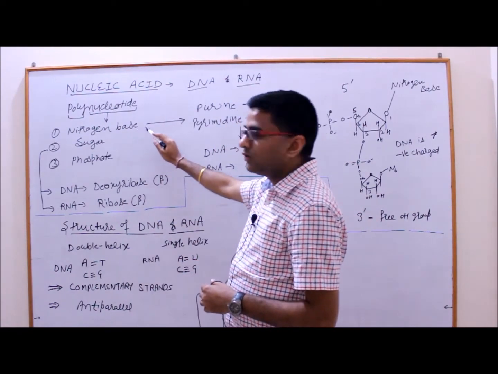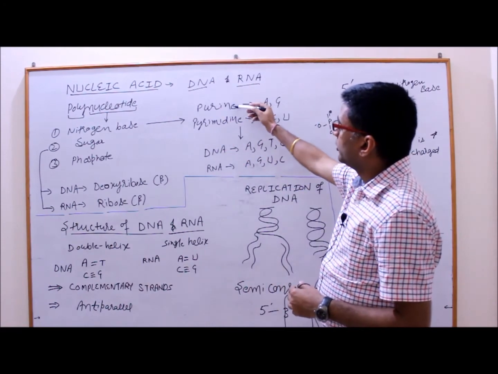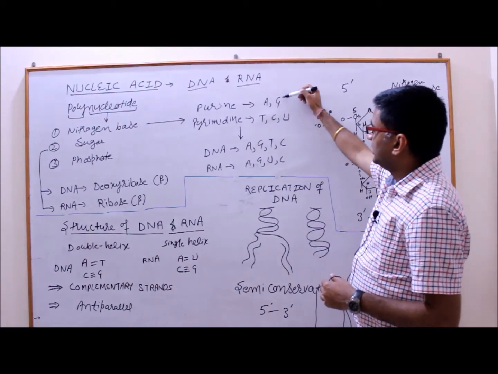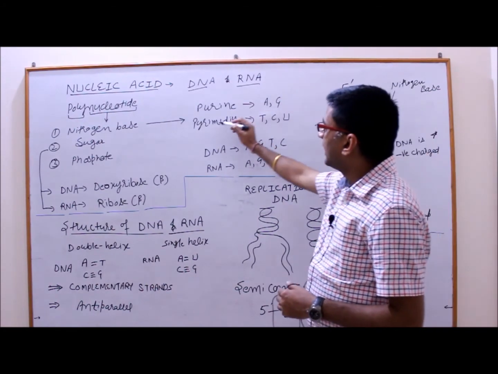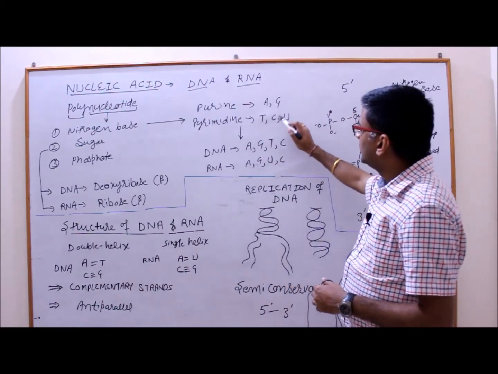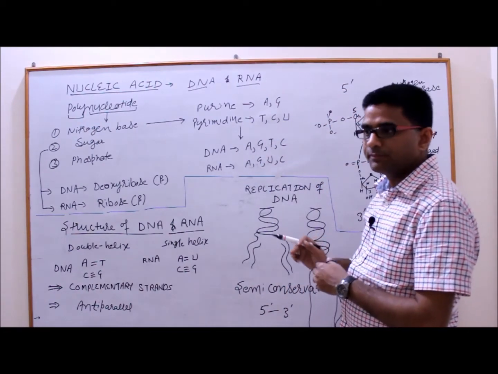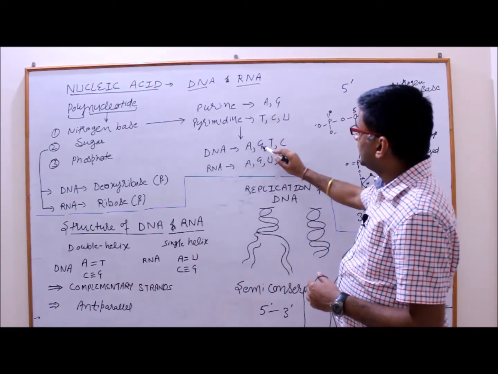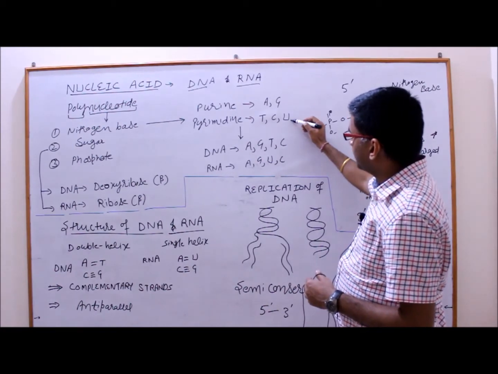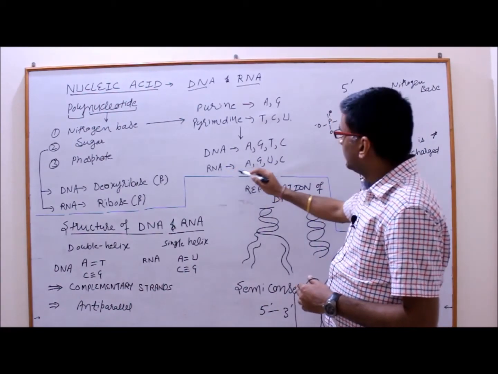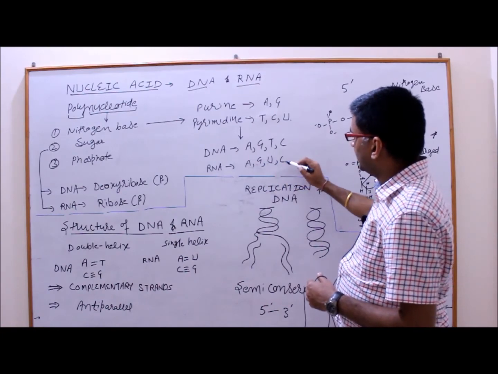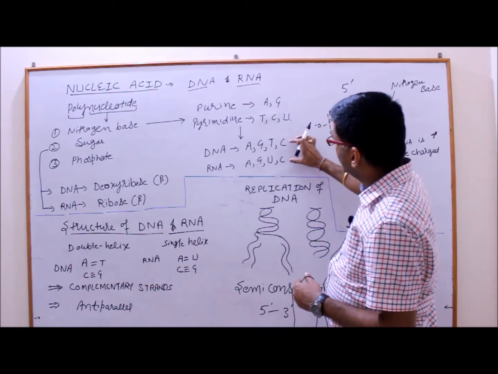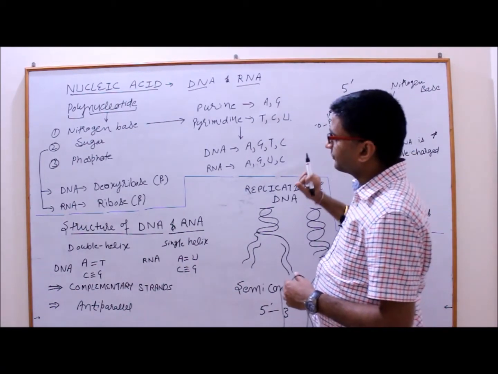In nitrogen base we have two types of nitrogen bases, purine and pyrimidine. In purine we have two, A and G, adenine, guanine, and in case of pyrimidine we have three, thymine, cytosine and uracil. Important thing to note is that in case of DNA we have A, G, T and C, but U is absent. But in case of RNA we have A, G, U and C, but T is absent. So this makes one of the major differences between DNA and RNA.